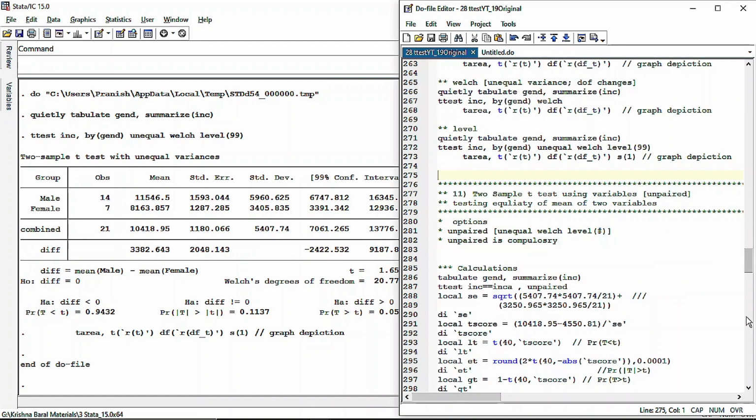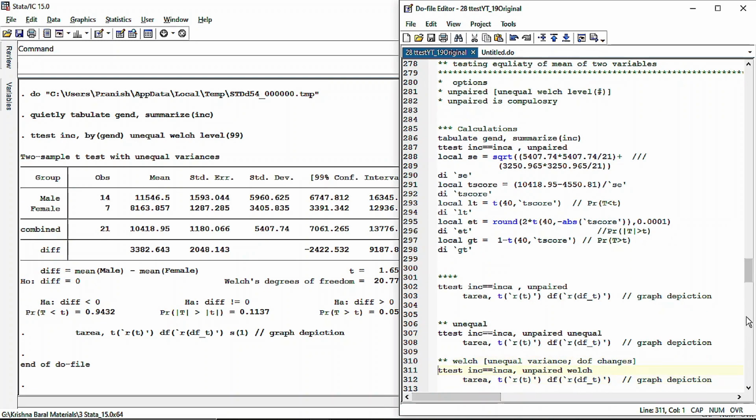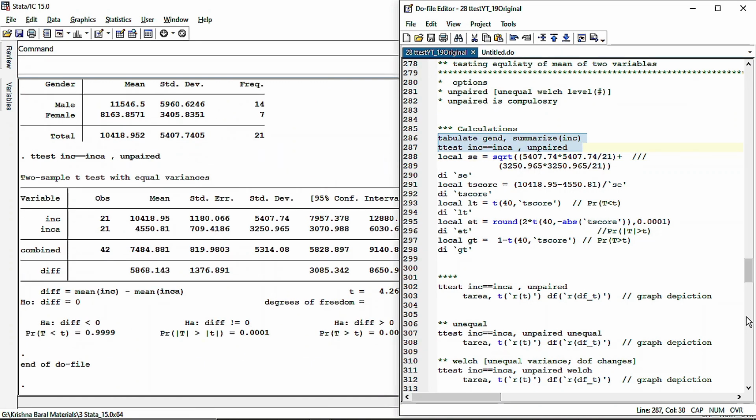Now let us perform a two-sample t-test using variables, that is our unpaired test. And first of all, let us test whether the average means of the two variables are equal. Now let us see how we calculate the standard error in this case. The standard error is equal to the square root of the square of the standard deviation of the first variable divided by its sample size, plus the square of the standard deviation of the second variable divided by its sample size.